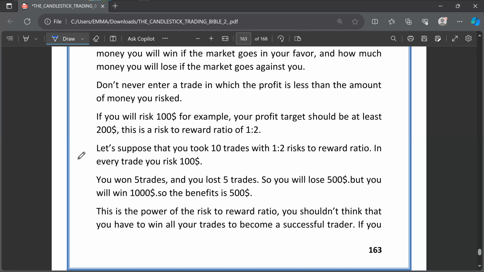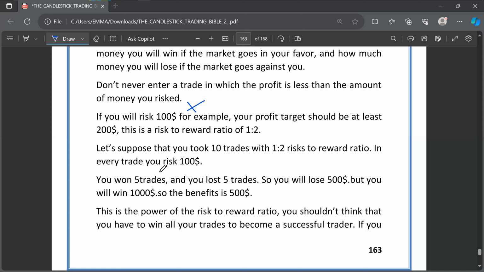Now, if you will risk $100, for example, your profit target should be at least 200. So this will mean that your risk to reward ratio is 1:2. It's as simple as that. You are losing 100, and then if you should gain, you want ×2 of this risk.